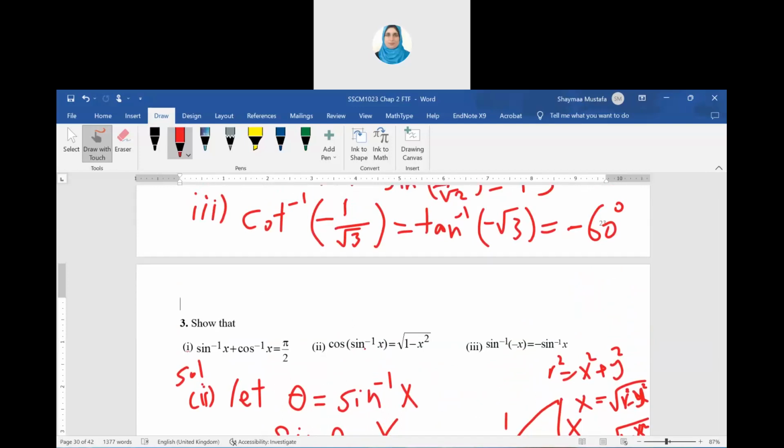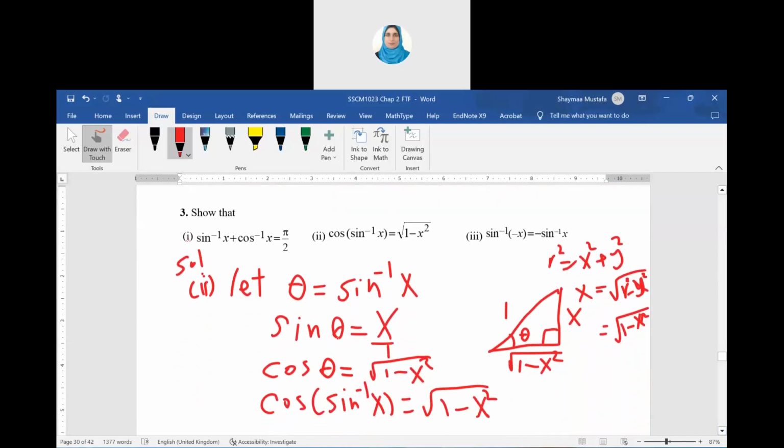Cos sine inverse: we assume that sine inverse x is equal to theta. Then I need to calculate cos theta. So we need to prove that cos theta is the root of 1 minus x squared. Here what I did is, since theta is sine inverse x, sine theta equals x. So I draw a triangle with a right angle. This is theta. Sine theta is opposite over hypotenuse, x over 1.